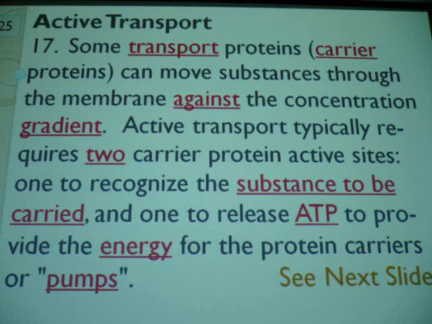Is that many blanks for "substance to be carried"? Oh, it is? Okay. I didn't know if I had too many red words. The substance to be carried.